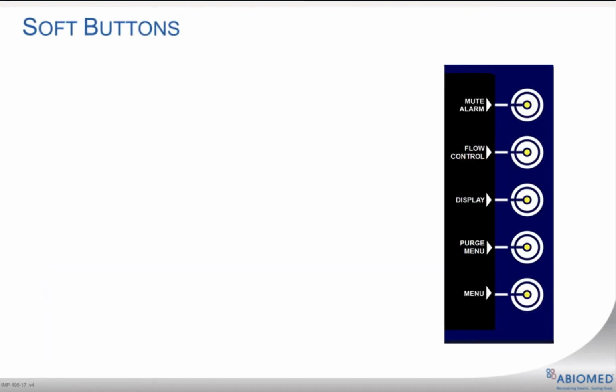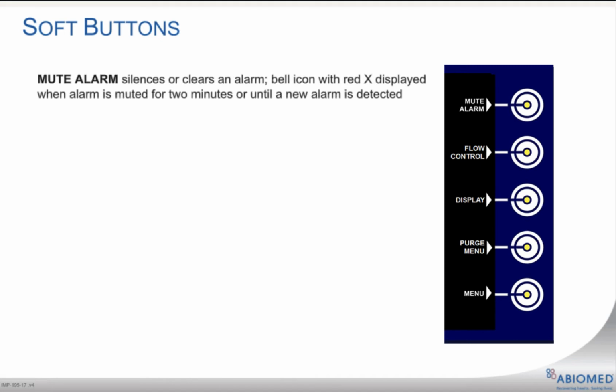The soft buttons on the automated Impella controller are labeled on the display screen. The labels change depending on the type of screen displayed. This image shows the default soft button labels that appear when the Impella device is running. Mute alarm allows you to mute or silence active alarms and clear resolved alarms. The mute alarm indicator, a bell with a red X, replaces the label when an alarm is muted.